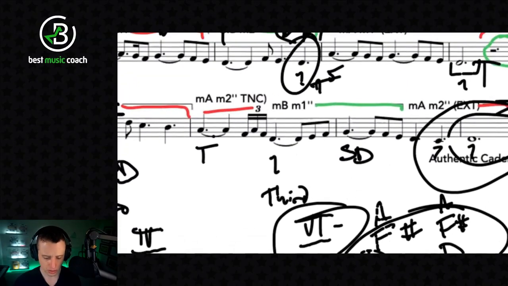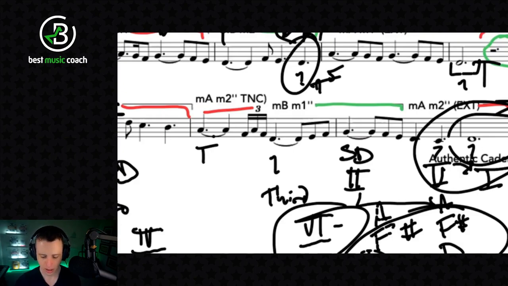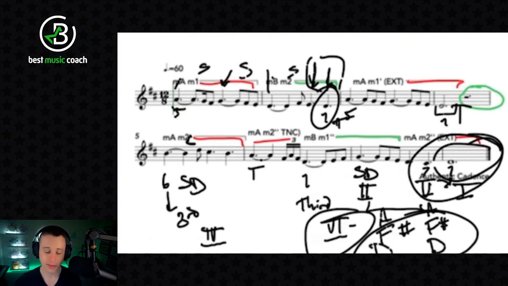Then subdominant to 2, then to 5. It gives us a subdominant dominant cadence to 1. All right, now with that more in-depth understanding, let's take a listen.